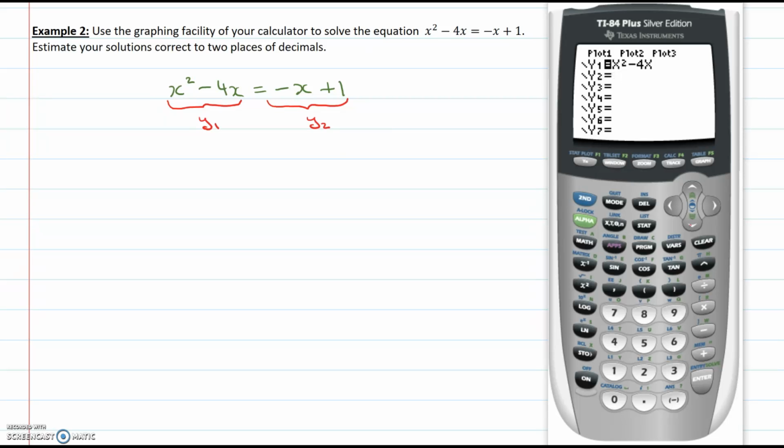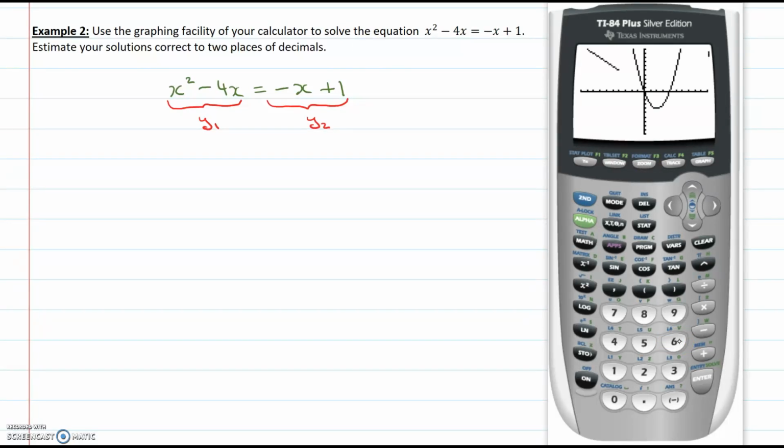Now it starts with a negative. So if one of the equations starts with a negative, that means we need to use this one down here. So it's going to be negative x plus 1. We use the regular minus sign unless we're starting off an equation. If we're starting off an equation with a negative sign, it has to be this one. So those are the two signs. And to graph it, just press zoom and 6.